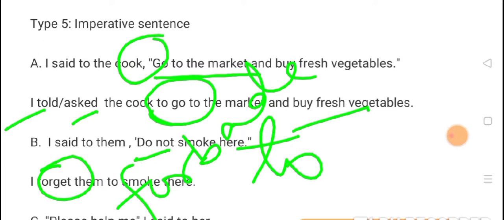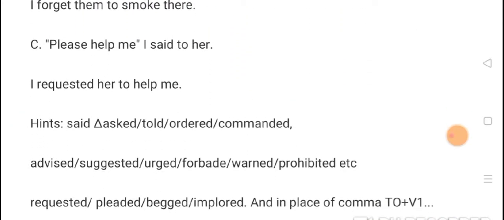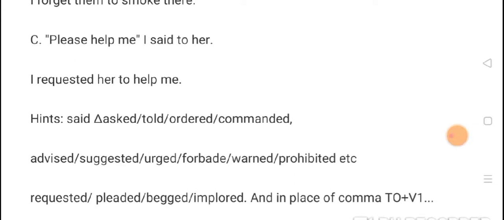Or I asked them not to smoke. If there is "do not", you have to use "not to". You can't write "to not smoke". It is better to write, I asked them not to smoke there. That would also be correct. Okay, this is the third example.